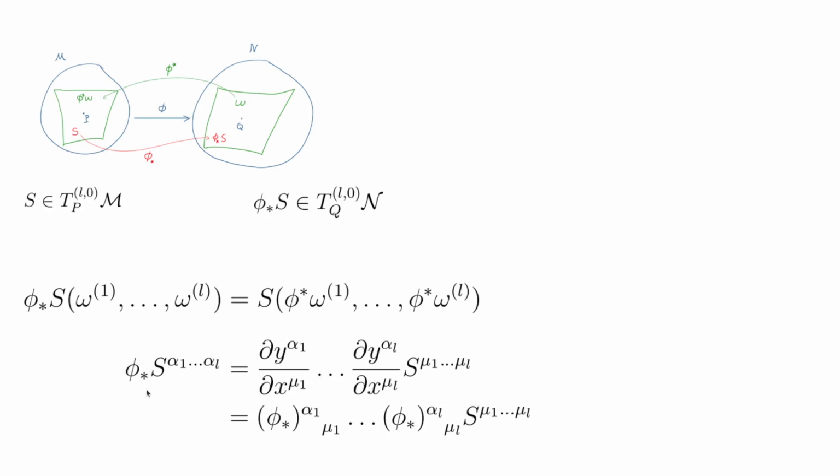So the components of this pushed forward tensor are given by a similar relation like before, but notice that the indices are now arranged in a different order. So we have to have alpha here, and we have to have nu here, so that we can use the matrix dy over dx, where alpha is upstairs and mu1 is downstairs. So this is a linear operation involving the matrix representation of phi star.